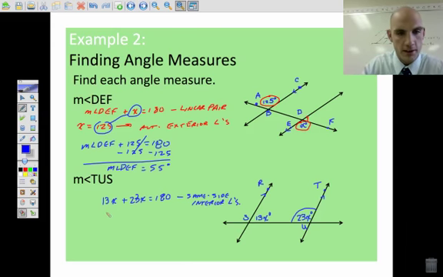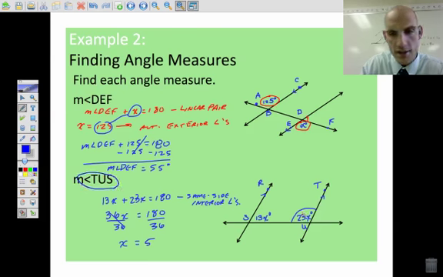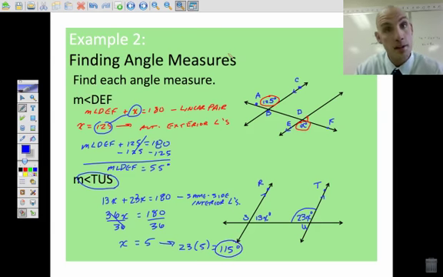So now I'm going to combine like terms. I'll have 36x is equal to 180. Divide by 36 on both sides. I'm going to have x is equal to 5. Now, I'm not done because I need the measure of angle TUS. TUS is 23x, so I'm going to have 23 times 5 is equal to 115. Have to complete the problem.